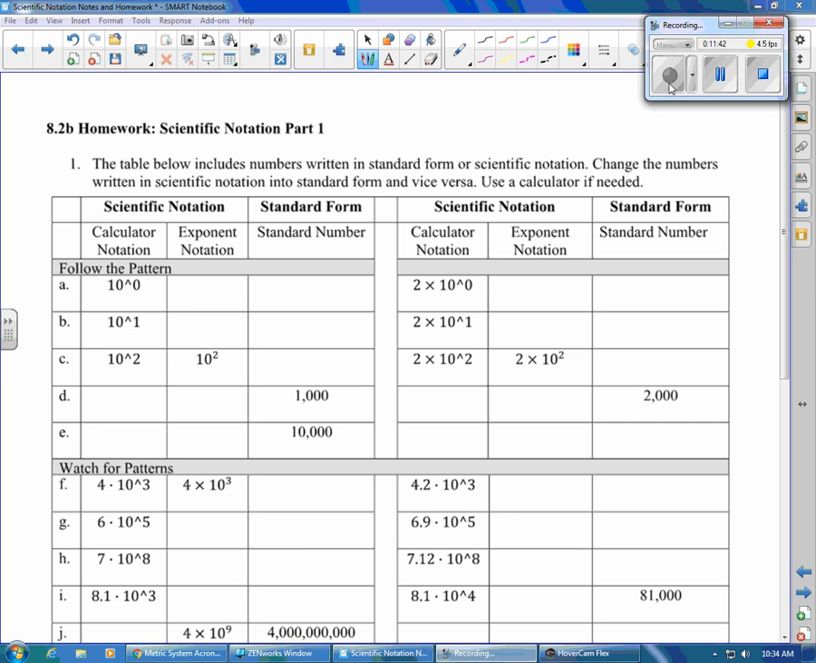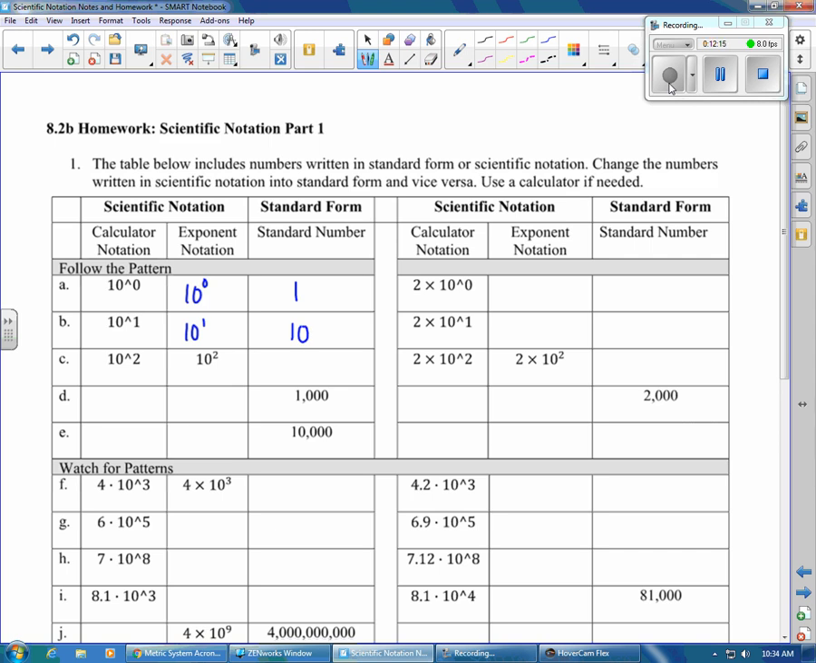All right, so we are back to the packet, and hopefully the sound is working, and I won't know that for a few minutes, so you know before I do. Okay, so if I type in my calculator 10 to the 0 power, exponent notation would be 10 to the 0 power. Standard form, meaning what does 10 to the 0 power look like? It's a 1. So 10 to the first power, exponent notation would be 10 to the first power. What does it look like in standard form? It's just 10.